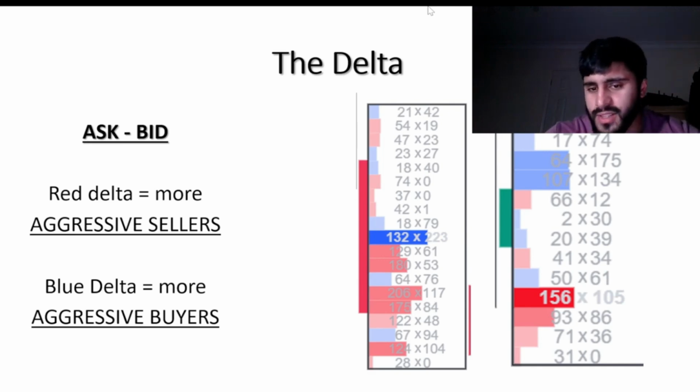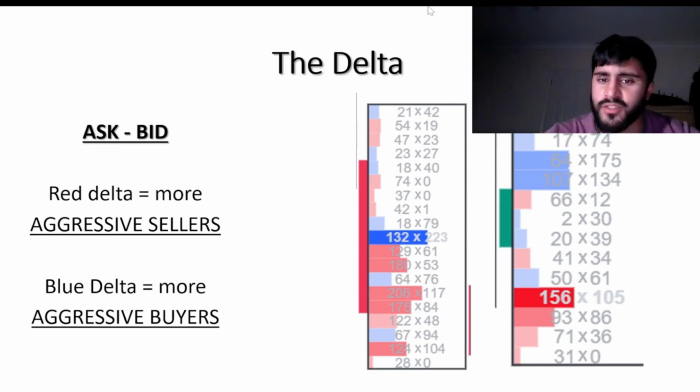So this comes down to the delta. The delta is the ask minus the bid, and this is essentially telling you how many aggressive buyers and how many aggressive sellers there are. Let me start off by telling you that it's not about how many buyers and sellers there are. It comes down to who is aggressive and who is passive.